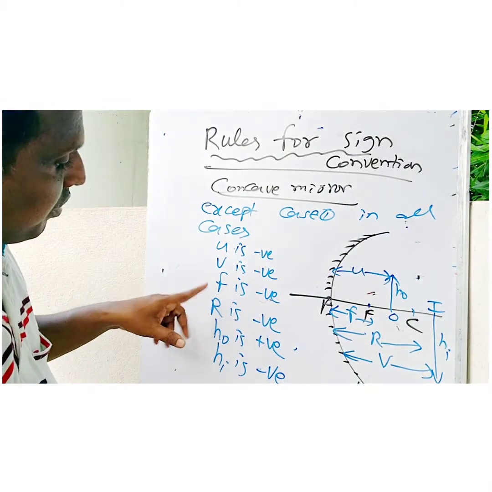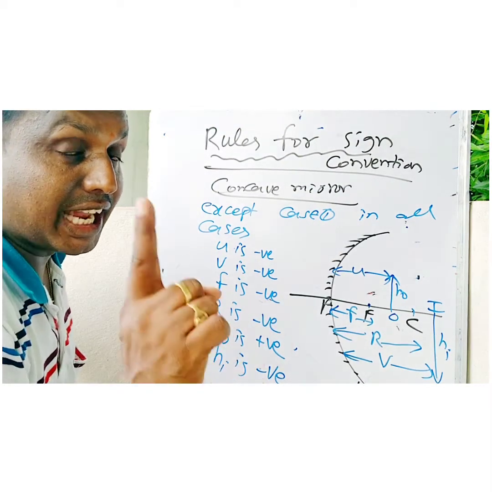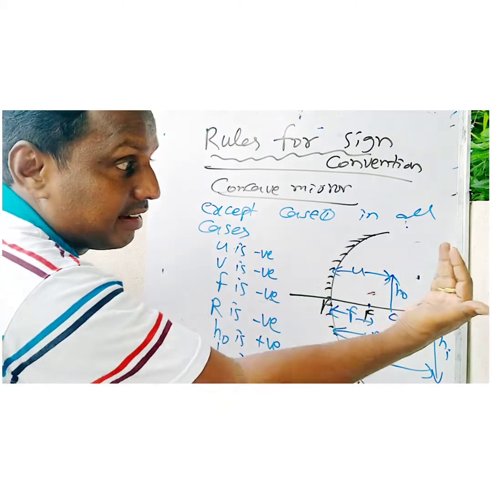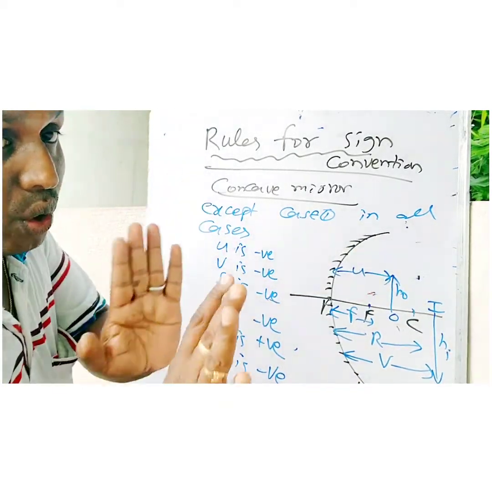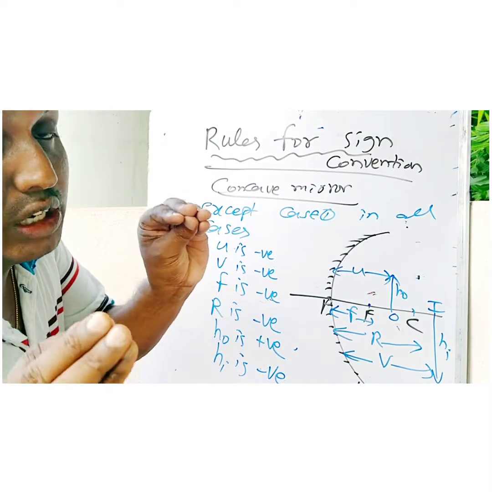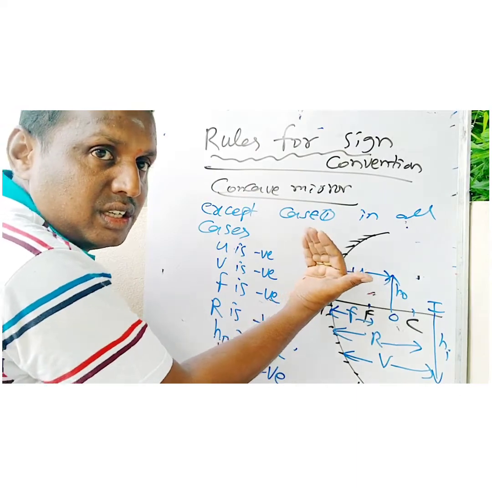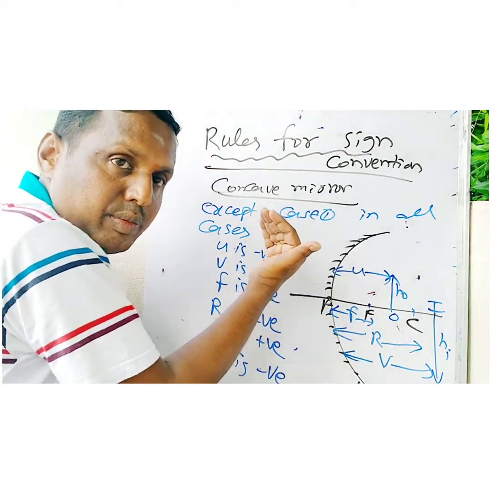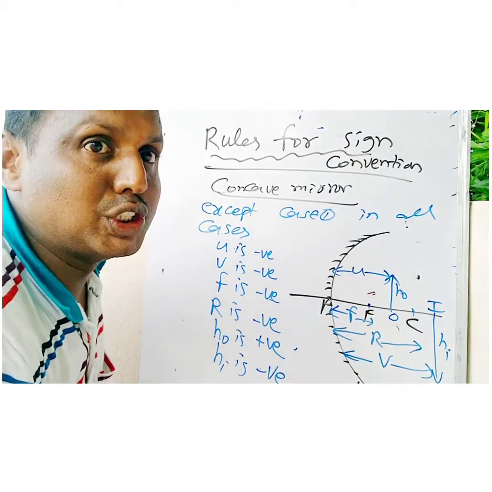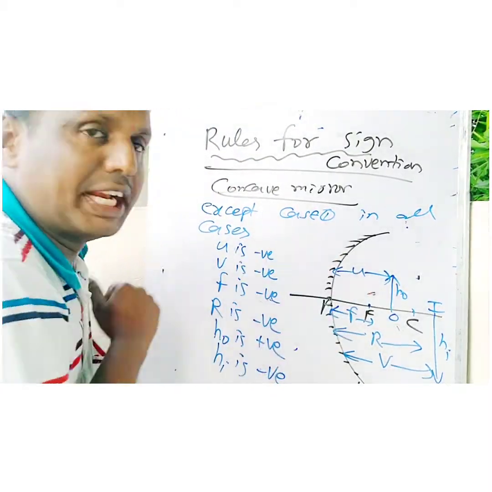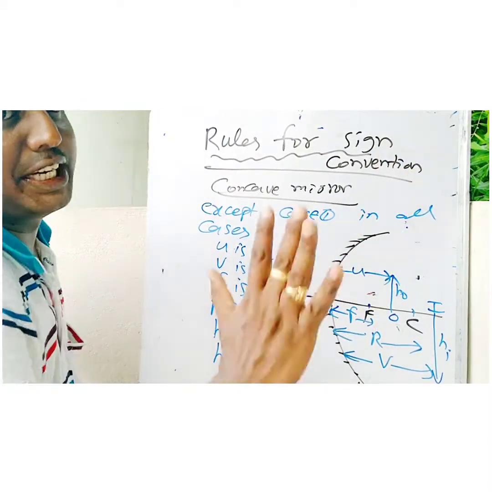U, V, F, R. Because of the light rays, I am telling, the incident ray. Light rays are coming like this, incident. Don't take the reflected ray. You think only about incident rays. Light rays are coming like this, but we are measuring from this. So both are in opposite directions. That's why U negative, F negative, R negative, V negative.